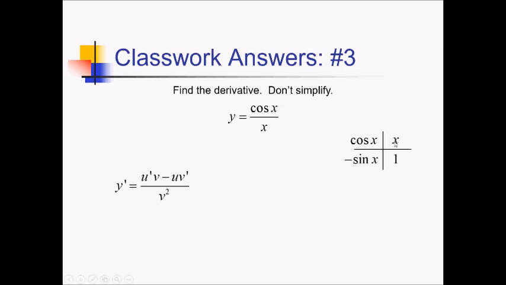Coming back here now with my ribbon to put it all inside, we've got negative sine of x times x, that would be the u prime v part of this, minus uv prime, so that's minus cosine of x times 1, which is just cosine of x, all over v squared, so that's going to be the x squared in this case. We don't have to simplify, so we're not going to. We're just calling this done.